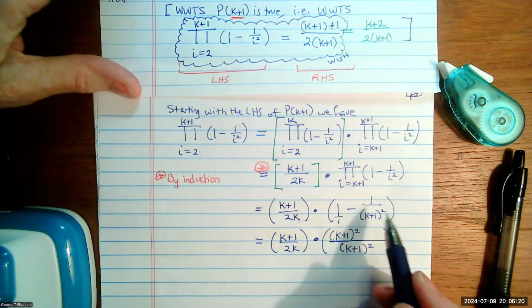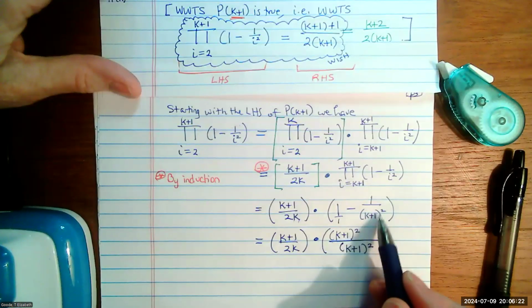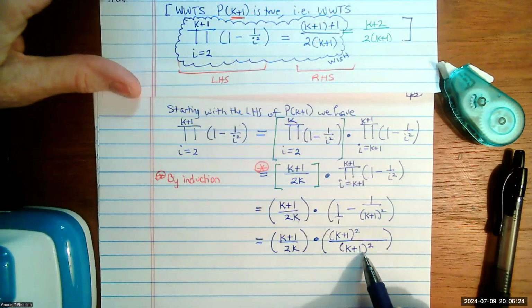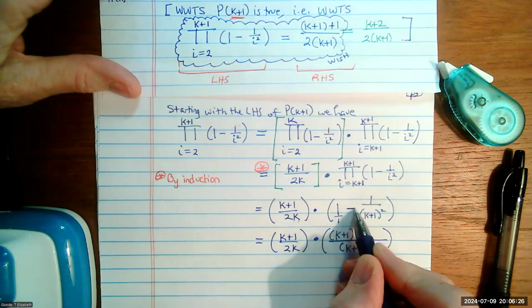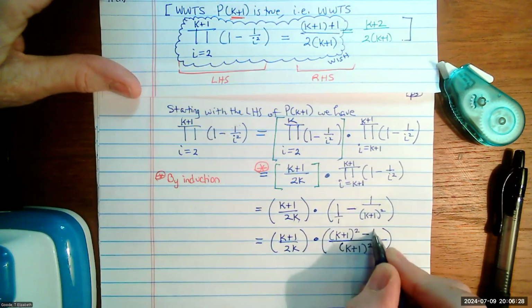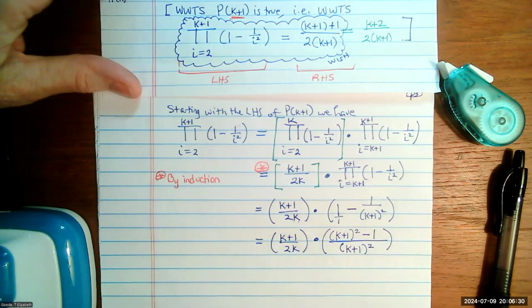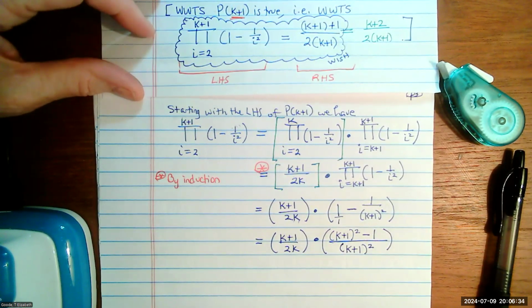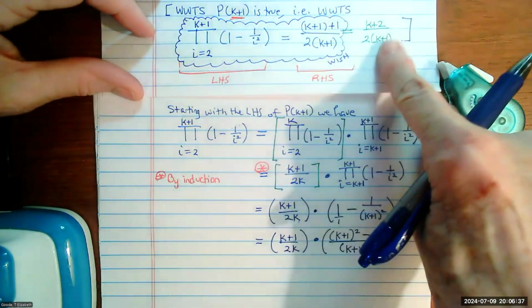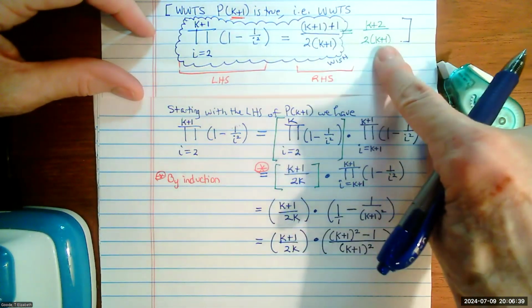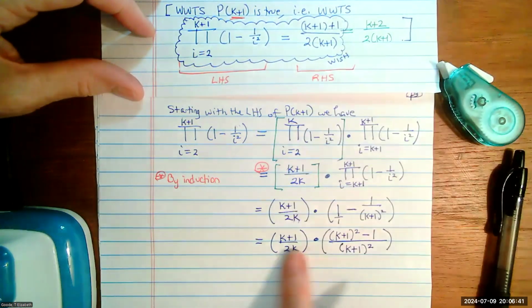Okay, good. Now, the 1 here in this fraction is already over the k plus 1 squared. In fact, it's not a 1, it's a negative 1. So we'll just bring it down. Everybody with me? And we're keeping our eye on the prize. This is what we're trying to get. This is where we're at.